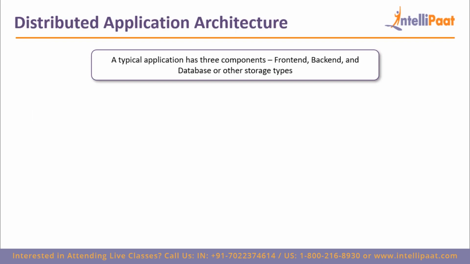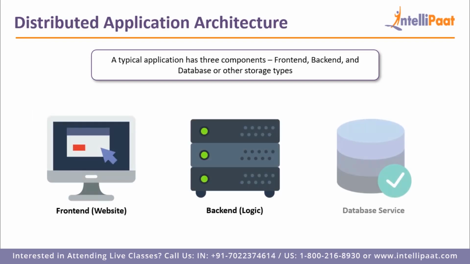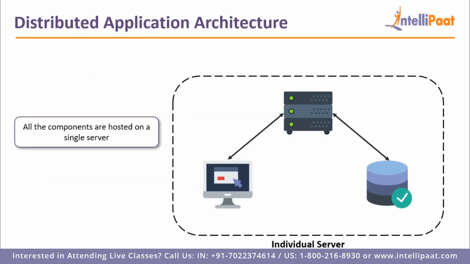So typically an application comprises 3 components: the front end, the back end, and the database server. Before the cloud technologies emerged, when a company wanted to host their application, they used to host all the software components, that is the front end, the back end, and the database service, on an individual server. Consider this website is for storing photos like Google Photos. You upload a photo and then press the upload button in the website.